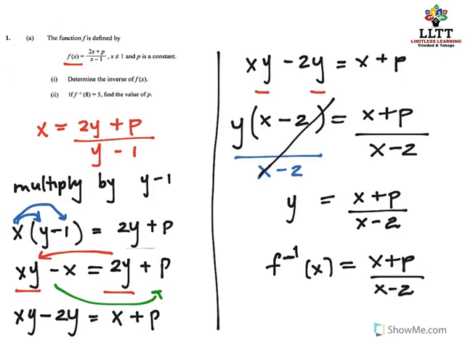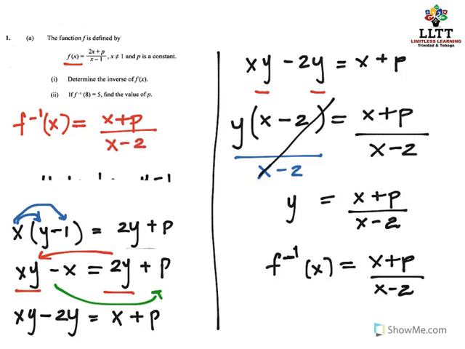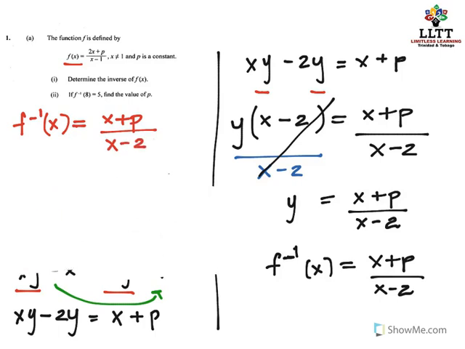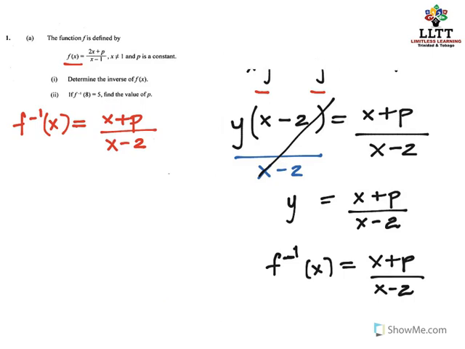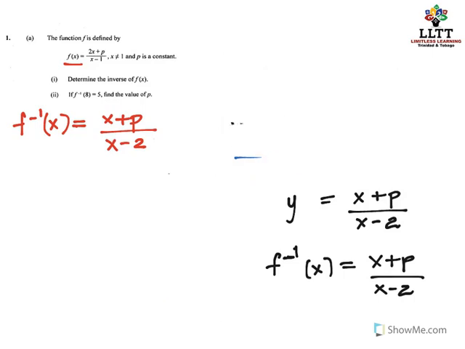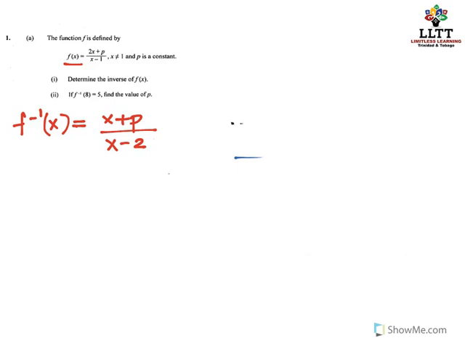So that was our first part of the question. So now I'm just going to write that answer on the top here. F inverse of x is equal to x plus p over x minus 2. Part 1 completed. Part 2 says if f inverse of 8 is equal to 5, find the value of p.